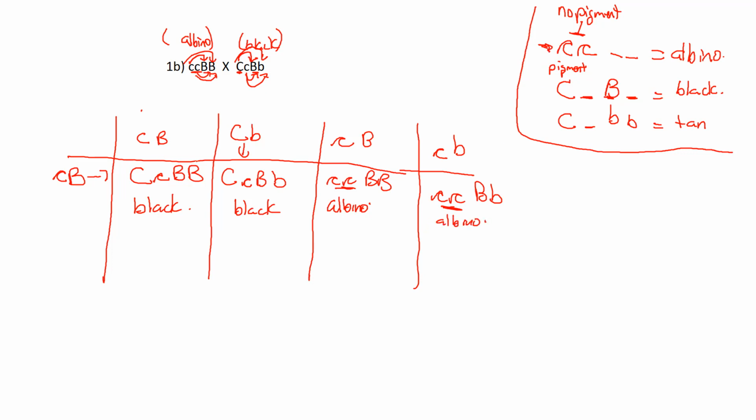So my ratio is, out of the 4 blocks, 2 of them are going to be black, 2 of them are going to be albino. We must reduce ratios, reduce fractions, reduce everything to 1 and 1. And of course, 1 being black and 1 being albino.